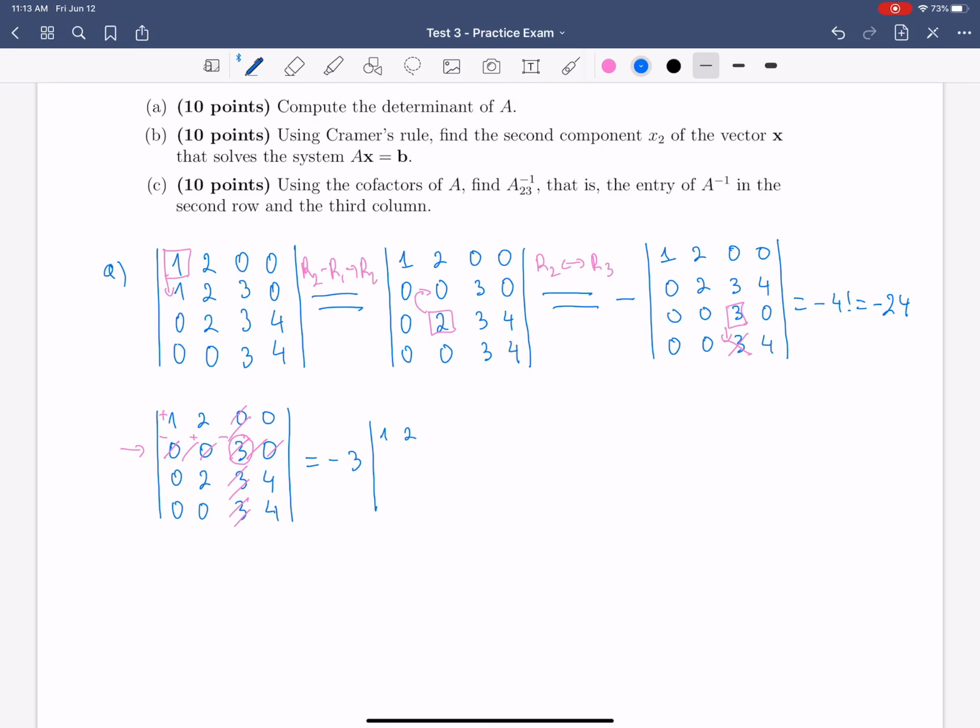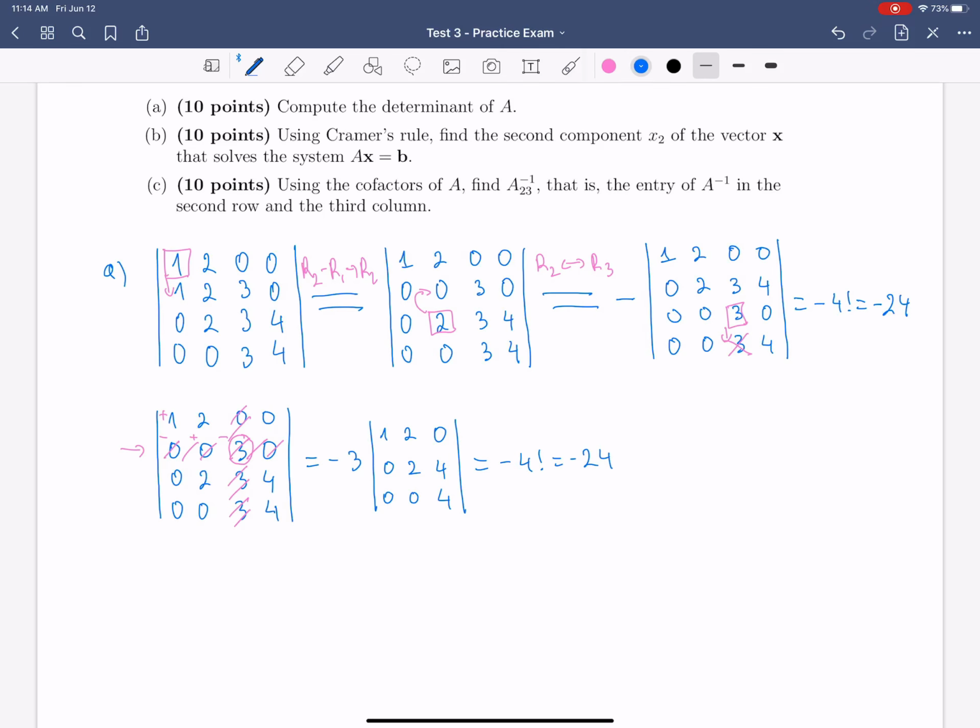So I have 1, 2, 0, 0, 2, 4, 0, 0, 4. Beautifully, this is already an upper triangular matrix. I can just write what the determinant is, which is negative 4 factorial, which is negative 24.